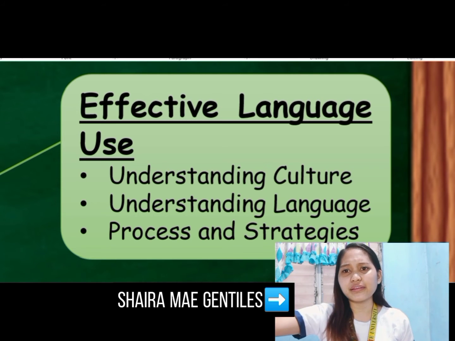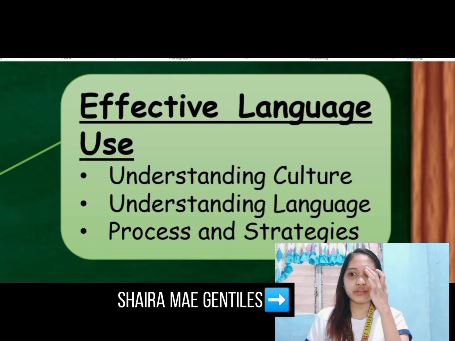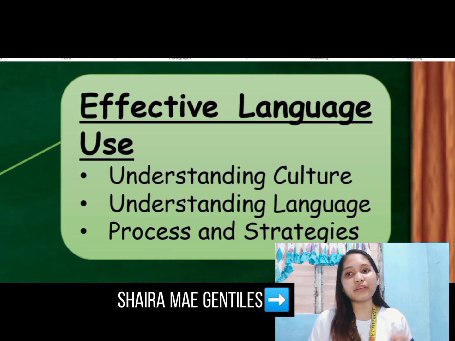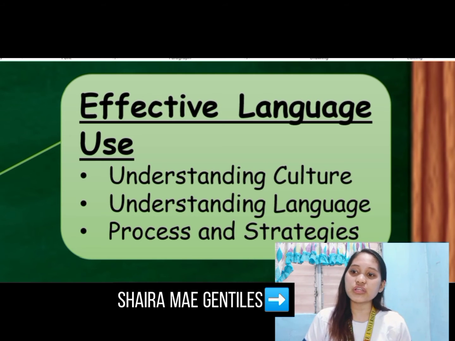Let us first understand what is effective language use. Effective language use involves accepting values and building on students' existing knowledge and competence, including the use of non-standard forms of the language, extending the range of language available to students. Language learning involves viewing, listening, speaking, reading, and writing activities. So for us to understand more about it, let us discuss its components.